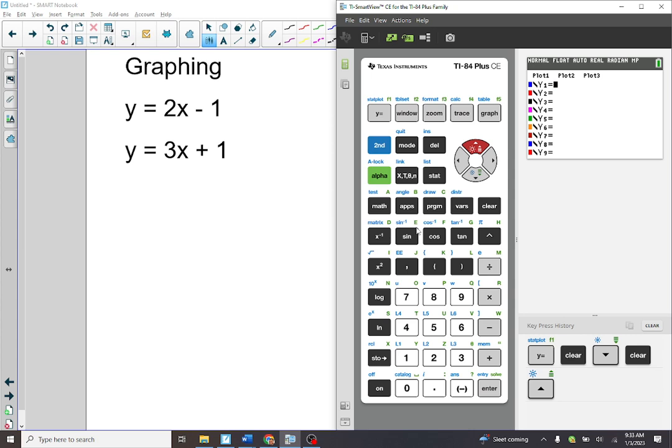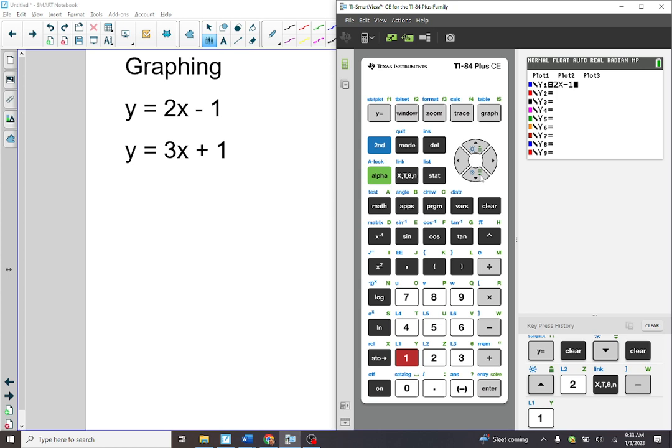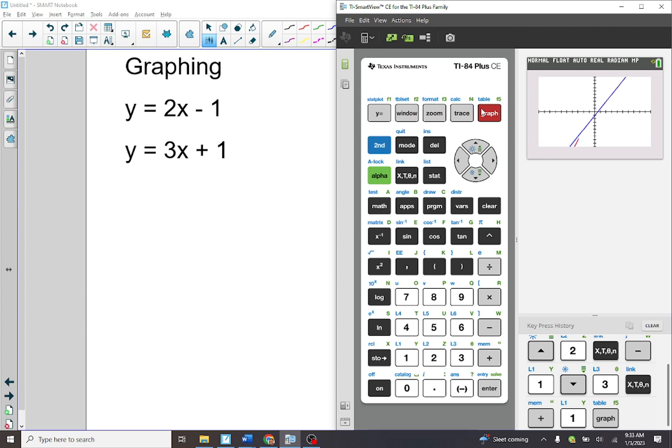So after you did that, you're gonna press y equals. In y equals, if you already have equations, clear it. I'm gonna put the 2 equations here. The x button is the button next to alpha. It's x, t, theta, and that's just generally the variable. So 2x minus 1, that's my first equation. And then the other one is going to be 3x plus 1. Now I'm going to press graph just to look at it.